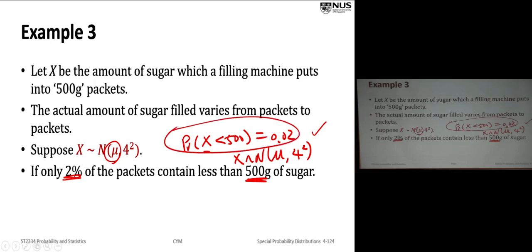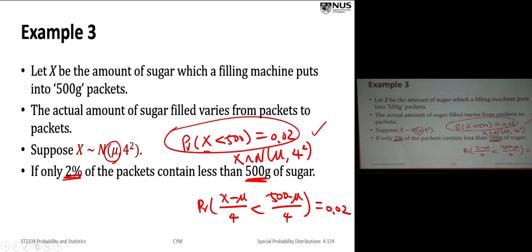Of course, at this point, you don't see a mu. But think of it, I can standardize it. So x minus mu divided by 4, less than 500 minus mu divided by 4. The probability of this one equal to 0.02. So I standardize it, so now I see a mu here. But this one is standard normal. So I go and ask myself, what is a standard normal?